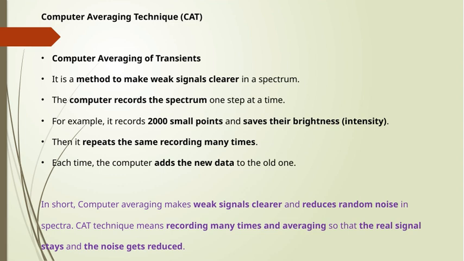This process is crucial because by averaging out the repeated recordings, the real signals, those consistent features, become clearer while the random noise diminishes. So, in simple terms, CAT involves recording multiple times and averaging the results. This way, the true signal remains, but the noise gets reduced, making weak signals much easier to analyze and interpret. It's a powerful technique that enhances our ability to detect subtle features in the spectrum.